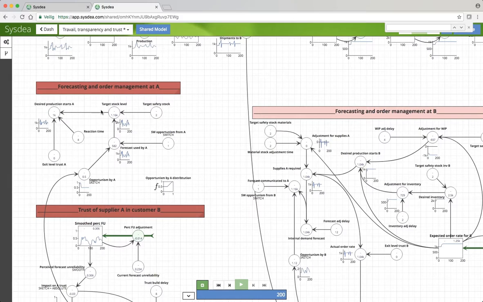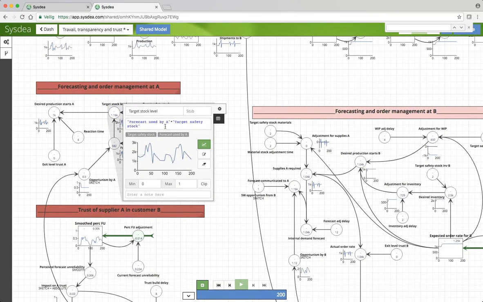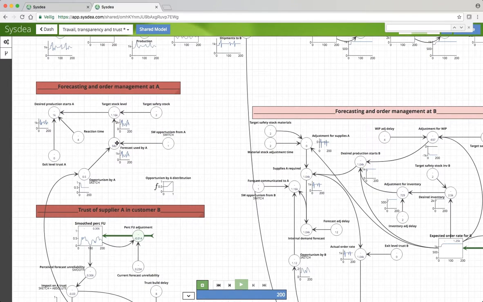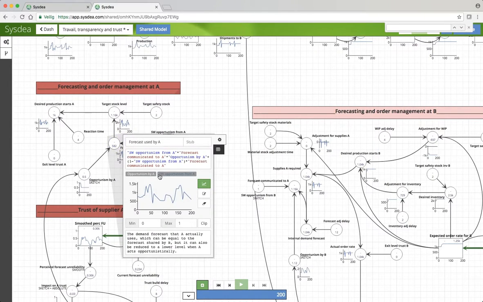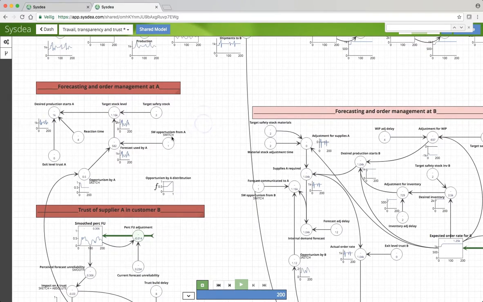Now, what is the target stock level? Well, that's basically the forecast used by A times the target safety stock. What is that forecast used by A? It is partly the forecast communicated by the customer to A, but then with some opportunism by A added to it, as long as the switch opportunism from A is set to 1, which the default is. So also A cheats a little bit.